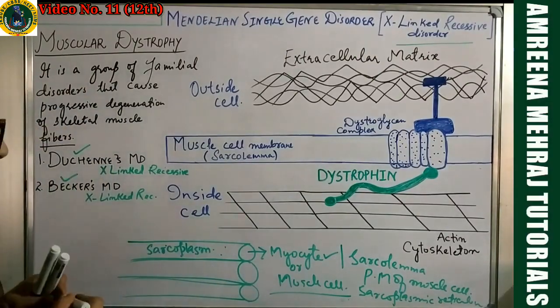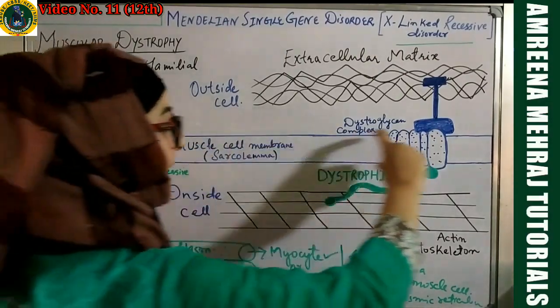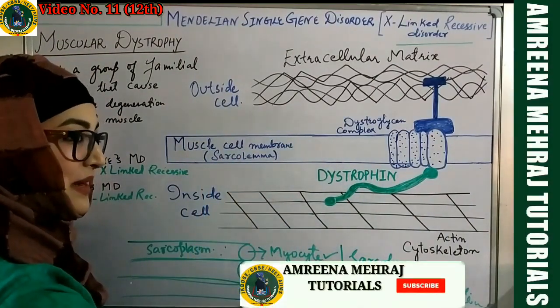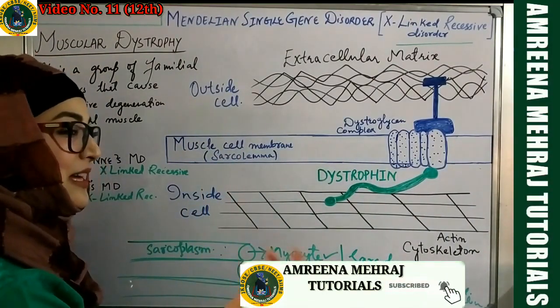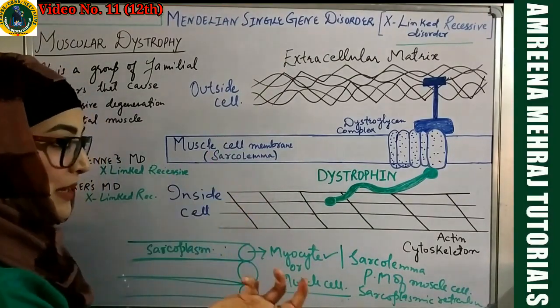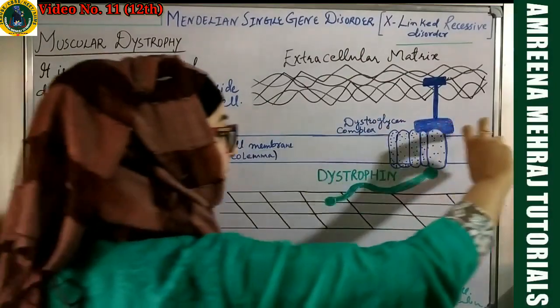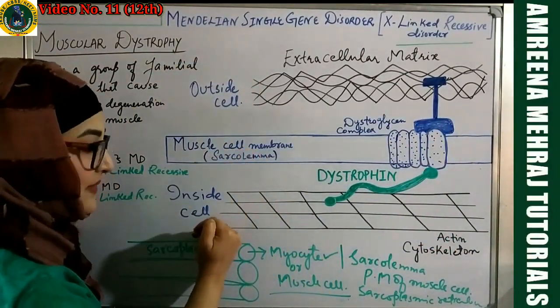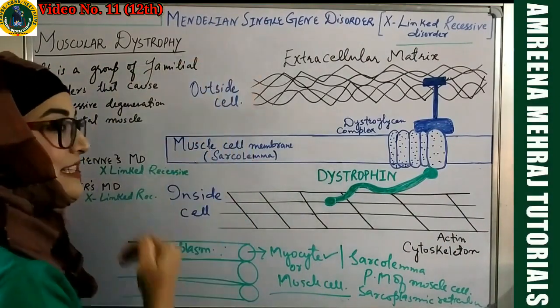So over here, if you notice, what this blue line is representing is the muscle cell membrane. I told you the muscle cell membrane, you also call it the plasma membrane, or plasma lemma. The muscle cell membrane is also called the sarcolemma. So if I look at this sarcolemma, the contents which are inside the muscle cell are on the bottom. The contents which are outside the muscle cell are on the top.